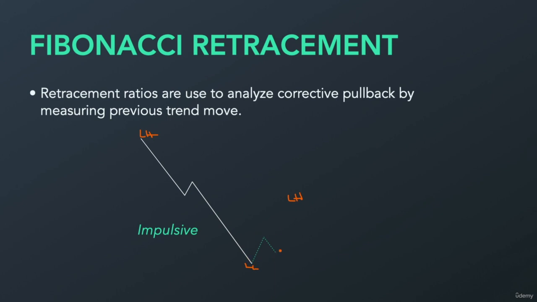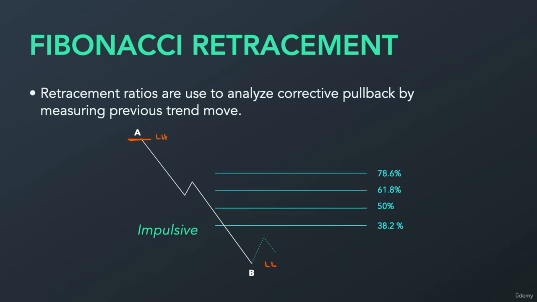So once we see price pulling back, we will plot it from point A, the starting point of our impulsive move or our lower high, to point B, the end of the impulsive move or our lower low. All right, and then our Fibonacci ratios will appear. So this is our pullback zone or trading zone in Fibonacci retracement. Again, we don't know where this pullback or corrective move could end. So we will wait for confirmation. All right.